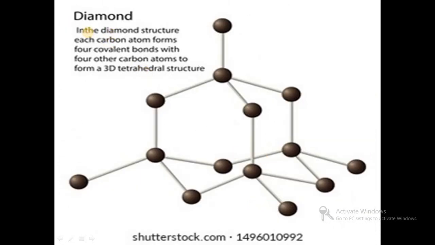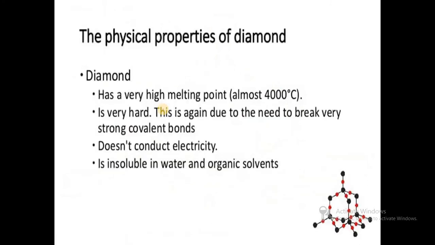In the diamond structure, each carbon atom forms 4 covalent bonds with 4 other carbon atoms to form a 3D tetrahedral structure, like this. Among the physical properties, diamond has a very high melting point, near about 4000 degrees Celsius. It is very hard. This is again due to the need to break very strong covalent bonds. So it has very important applications. It does not conduct electricity.